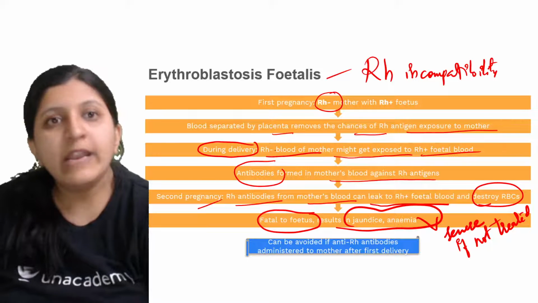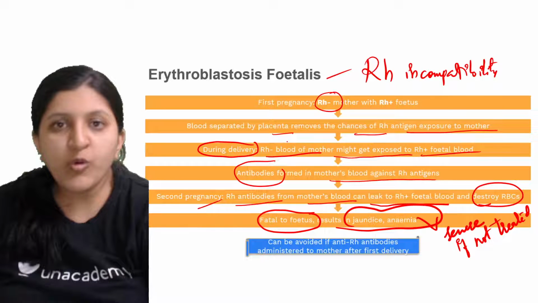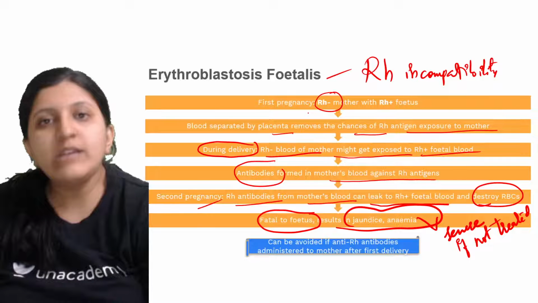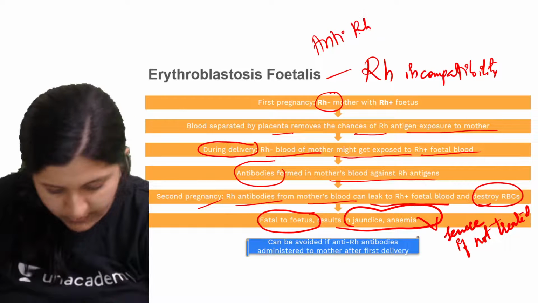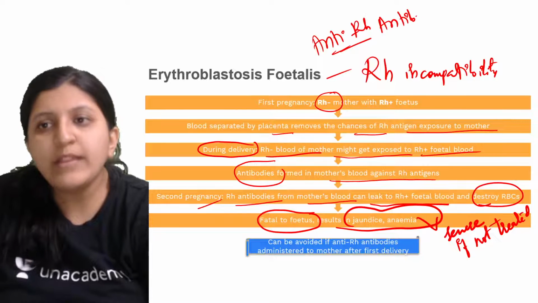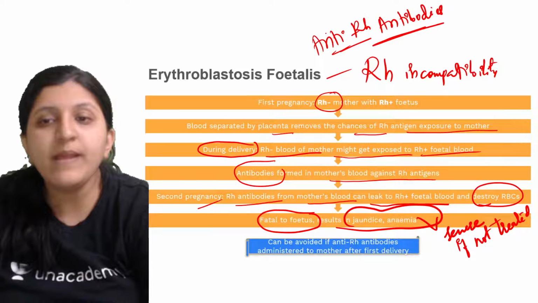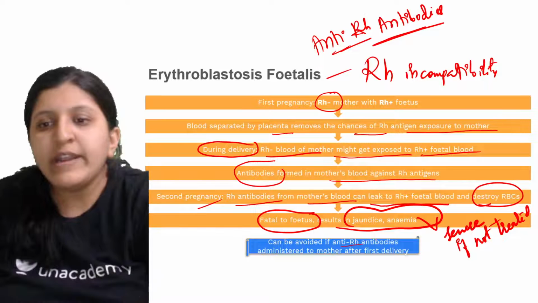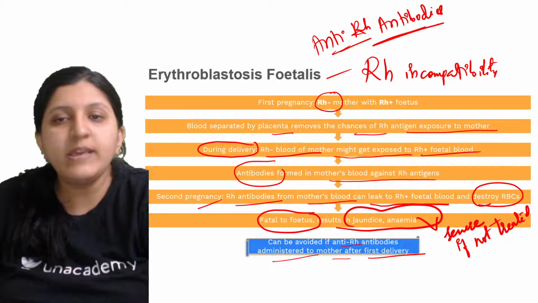to get in touch with the consultant, mainly the doctor from whom she is taking opinion. They will always suggest a test for them, and during the delivery anti-RH antibodies are always given. This is given during the delivery so that the death of a second child can be prevented. So this is anti-RH antibodies. It can be avoided if anti-RH antibodies are administered to the mother after the first delivery.